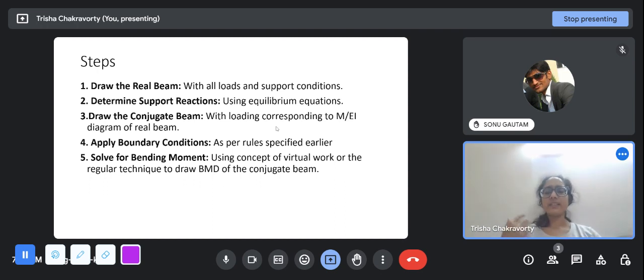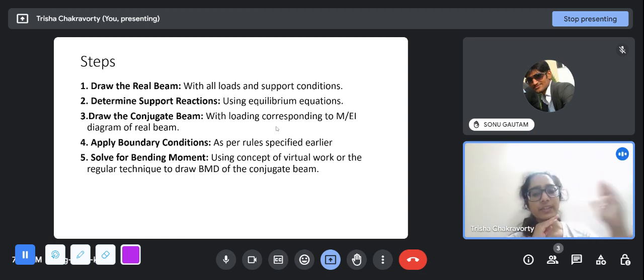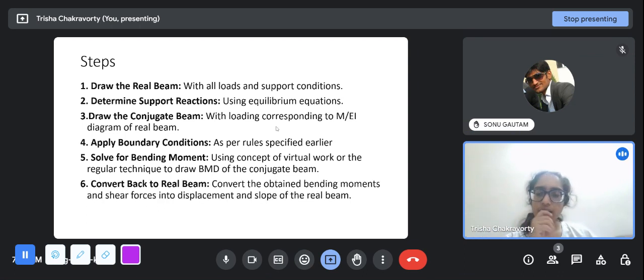There is no need to use the concept of virtual work here. We know how to find the moment at any section. That is very direct. We can just use the principles of static equilibrium to find that, or we can draw the entire BMD of the conjugate beam as well, and we convert this back to the real beam using that.